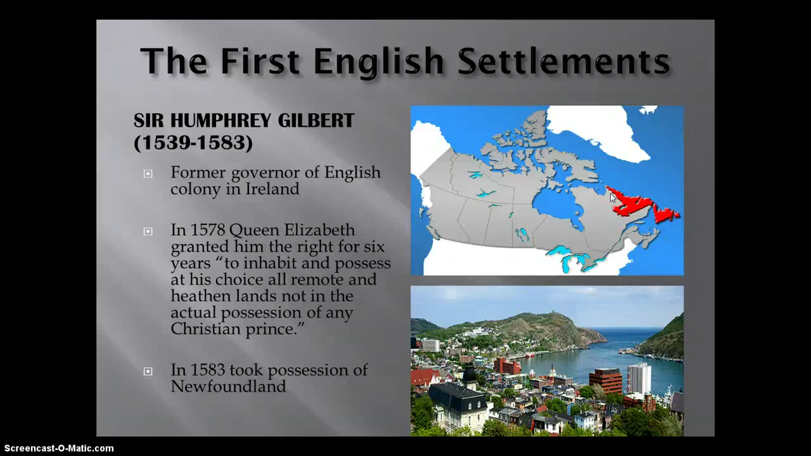Okay, if you don't know that term, heathen. Heathen and pagan, these are words that mean non-Christian, people before they were Christian, okay? Or were never Christian. Not in the actual possession of any Christian prince, okay? And so in other words, she's granted him a right to lands that are not already Christian, because by people not being Christian, by default, they're being seen as, there's a right to subject them, okay?